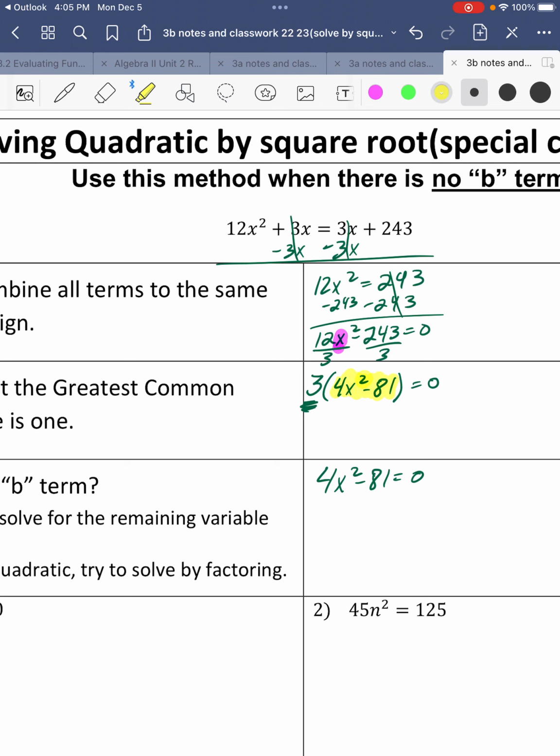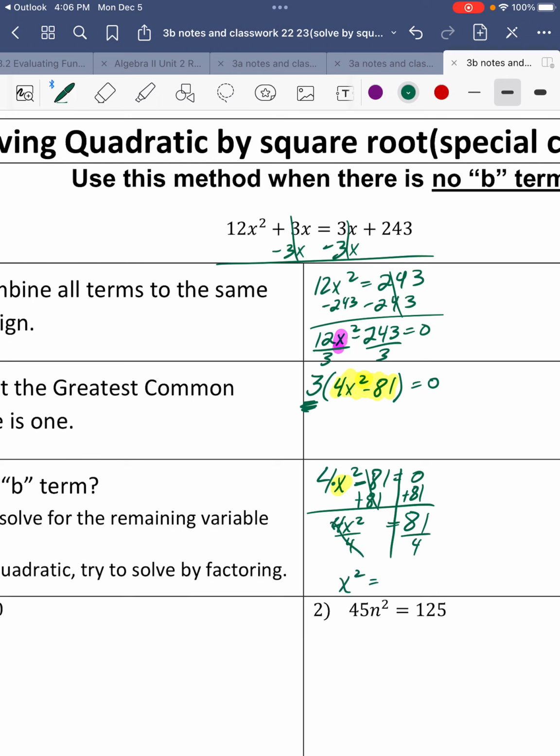Again, we only have the one variable in the whole equation, so you can get x by itself, you can isolate it. What we're going to do is the reverse order of operations. The order of operations from x would be to square the x, then multiply by 4, then subtract 81. The reverse of that is to add 81 first, then divide by 4.